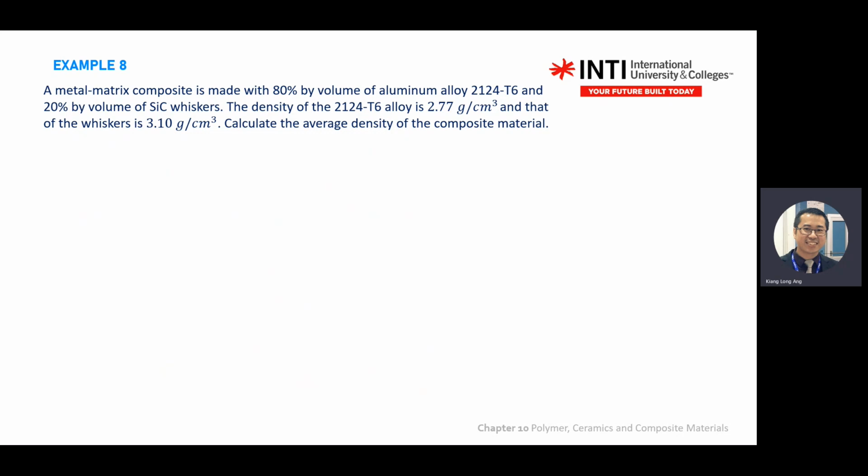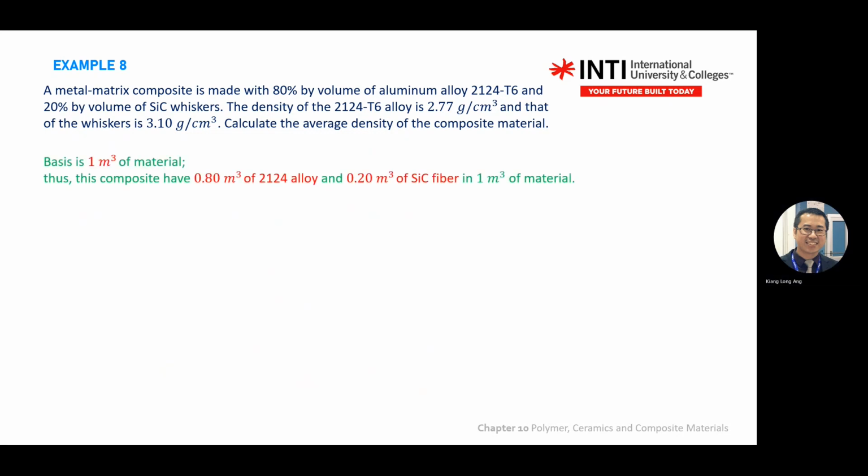So now you're given density. Calculate average density of the composite. Same like what I wrote on the whiteboard here, you change the P into whatever you want to calculate, right? So here you just change a little bit. You just assume you have 1 meter cube of material. Then if you have 1 meter cube, you have 0.8 meter cube of aluminum alloy, 0.2 of SiC fiber, right?